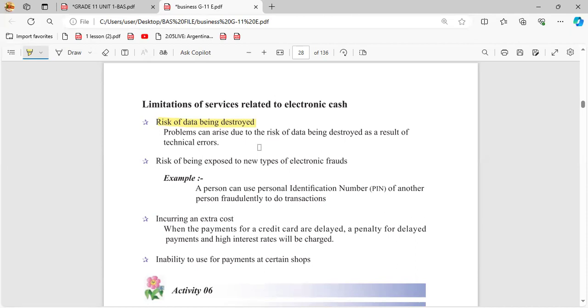But if you are physically going to the bank and depositing it, you will get a record. Anyway, you will get a record from the bank. Therefore, in the physical process, the risk of data being destroyed is not there. But when it comes to electronic cash, there is the risk of data being destroyed. And also sometimes there can be other problems. For example, the risk of being exposed to new types of electronic frauds.